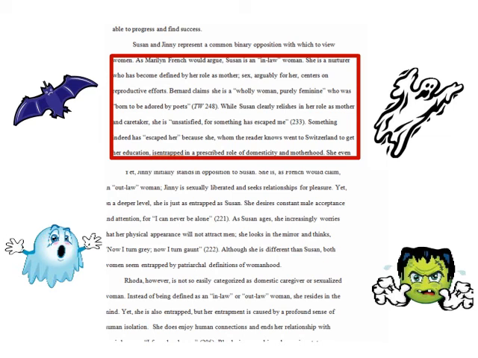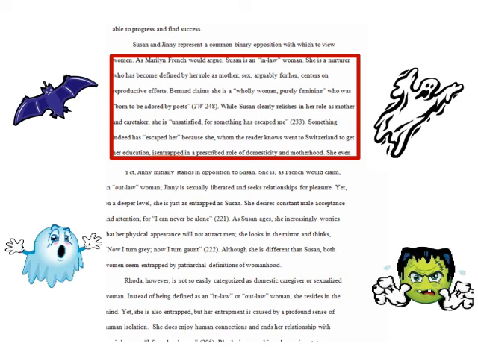Okay, so this is an example from another paper of just some ways to really incorporate some quotations from the story in text and any other sources. As you look here, what I have in the box, as Marilyn French would argue, Susan is an in-law woman. This is from a Virginia Woolf novel. Marilyn French is a scholar, so I was incorporating what she was saying. And then it goes on, it says she is a nurturer who has become defined by her role as a mother. Sex, arguably for her, centers on reproductive efforts. Bernard, who is another character in the story, claims she is, quote, holy woman, purely feminine, who was, quote, born to be adorned by poets. While Susan clearly relishes in her role as mother and caretaker, she is, quote, unsatisfied for something that has escaped me. So I'm really digging into the text here, and that's what I want you to do with your paper.